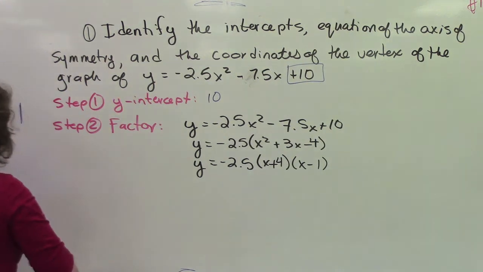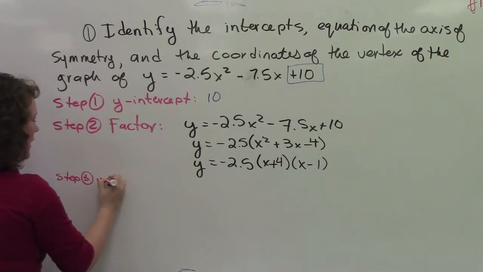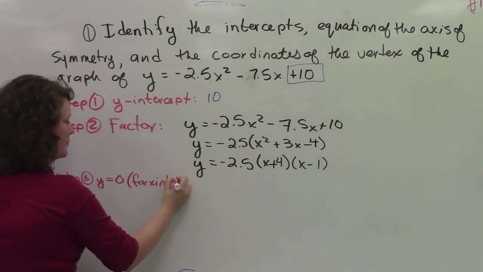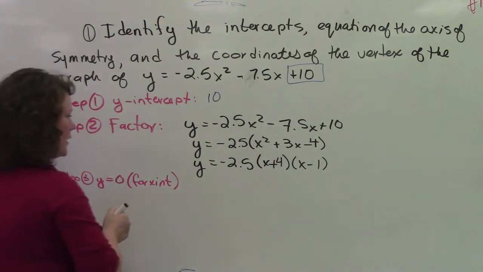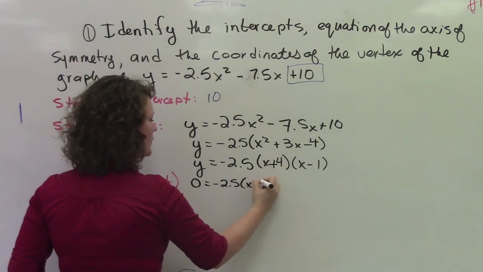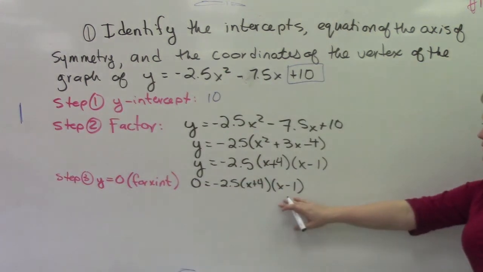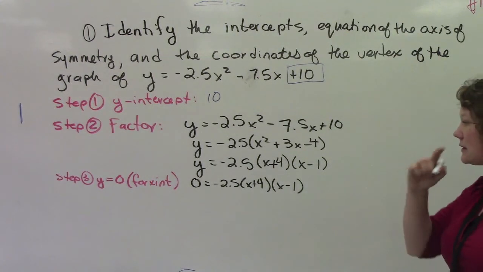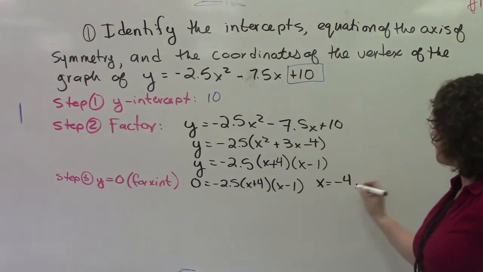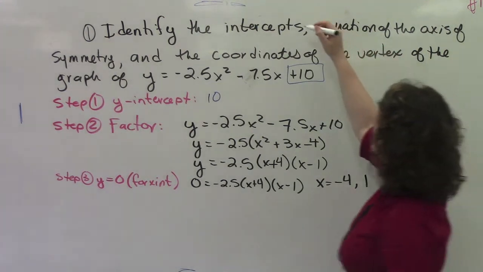Step 3. Y equals 0 for x-intercepts. So then 0 equals negative 2.5 times x plus 4 times x minus 1. So we have two different roots of this equation. We have two different x-intercepts. So we have x equals negative 4, comma, positive 1. So we have the intercepts.